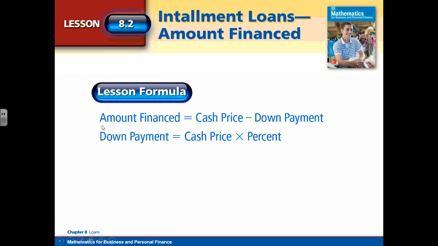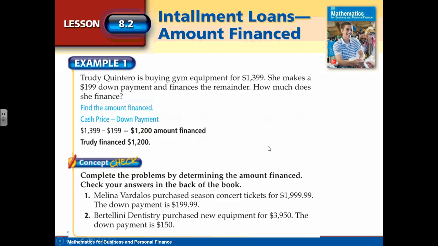Our formulas are the amount financed is your cash price minus your down payment. Sometimes we're going to have to calculate the down payment by multiplying the cash price by the percent we're calculating. Let's take a look at a couple problems.